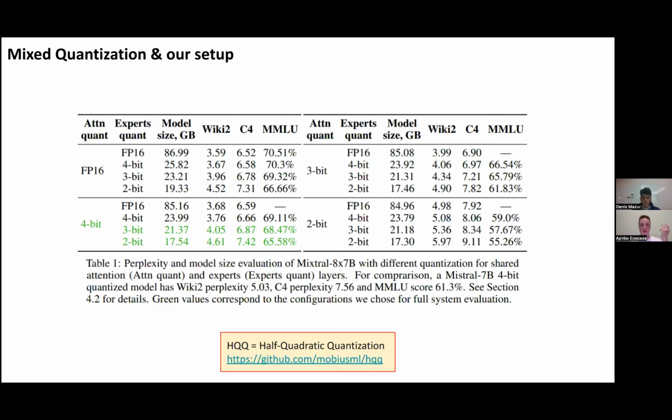Attention is more sensitive to change, and experts actually use almost 97% of the memory for parameters. Also, we used HQQ, half-quadratic quantization. It's a new quantization method, not from us. We used it because it's quite good for 2 bits quantization, and also it's very easy to use. So, yeah. And now Denis will tell you about our second trick.